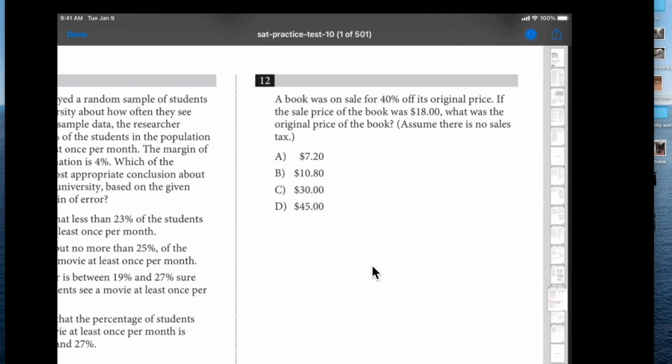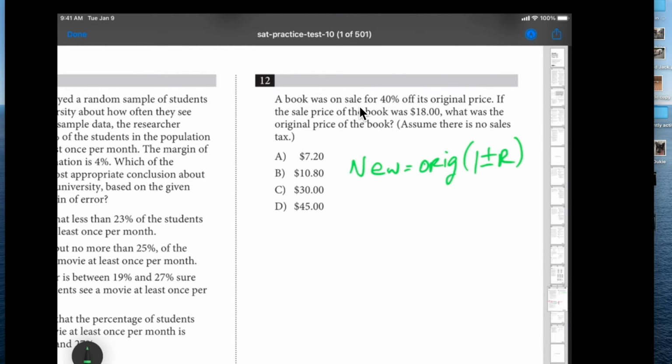Okay, number 12. A book was on sale for 40% off its original price. If the sale price of the book was $18, what was the original price of the book? Okay, so folks, we're going to use this formula here: new equals original times 1 plus or minus R, where R is the percentage rate in a decimal format.